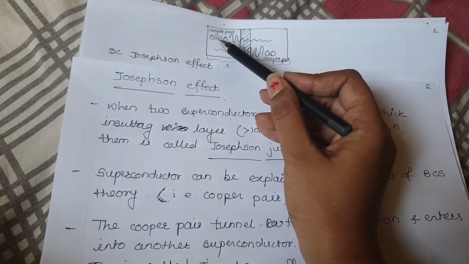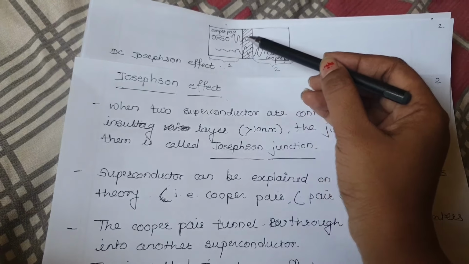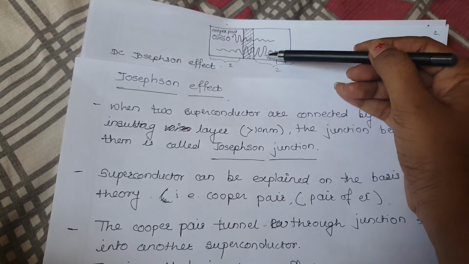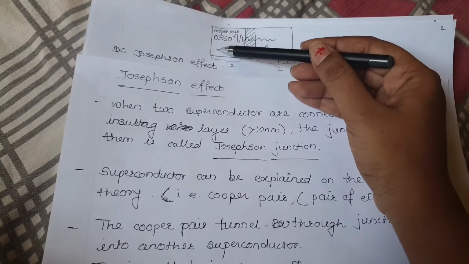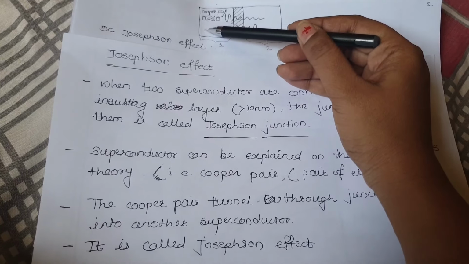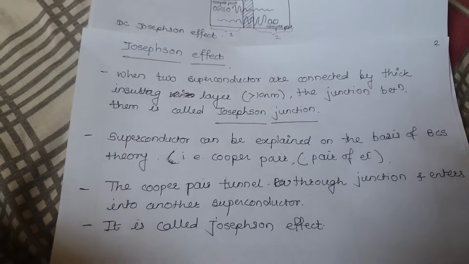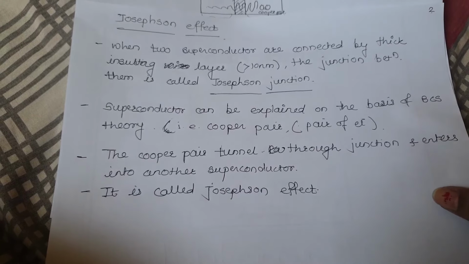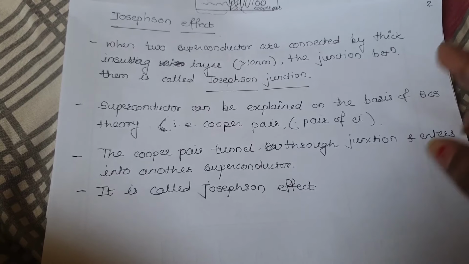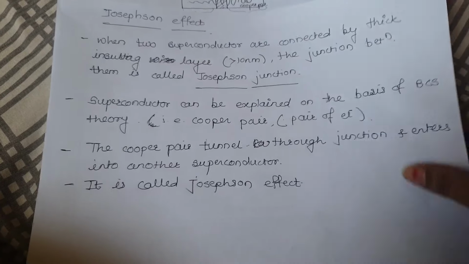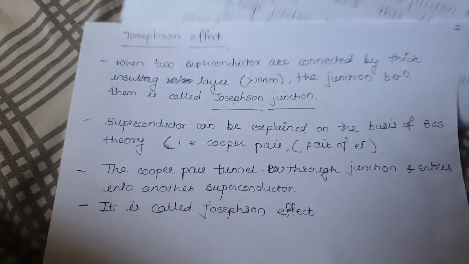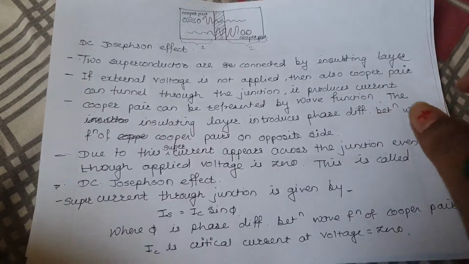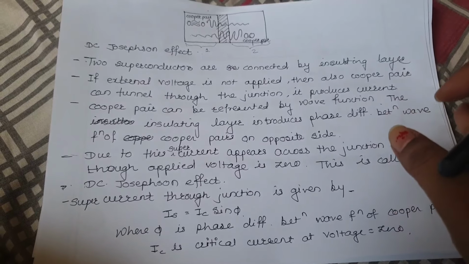When this Cooper pair tunnels through this junction and enters the second, and this Cooper pair tunnels through this junction and enters the first one, this is called the Josephson effect. Now there are two types of Josephson effect: AC Josephson effect and DC Josephson effect. These two types depend upon whether an external voltage is applied or not.